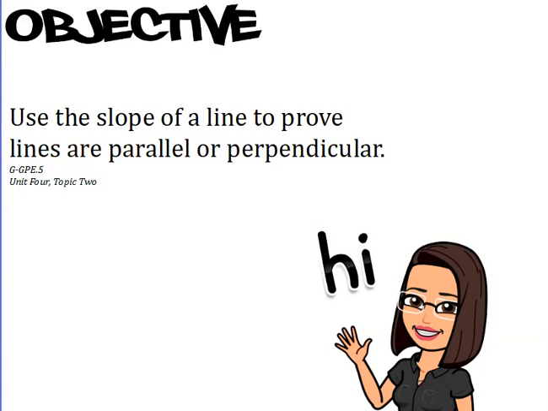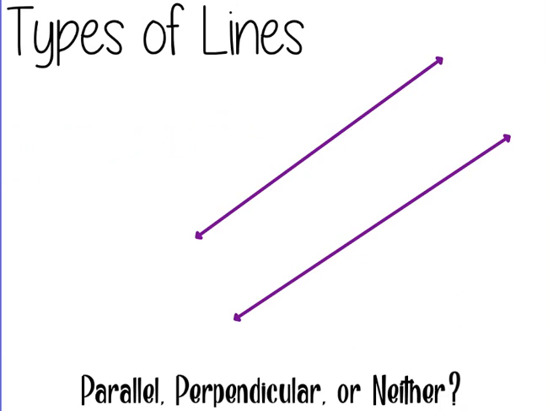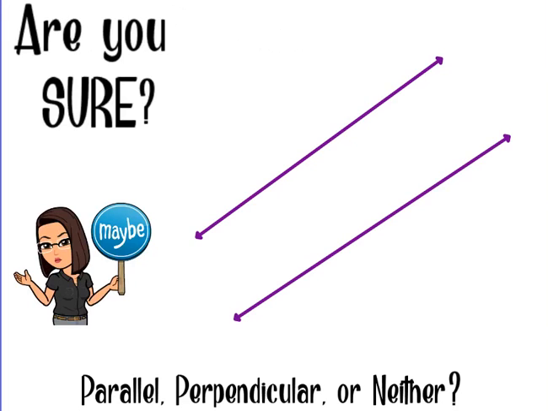In this video, we're going to use the slope of a line to prove if lines are parallel or perpendicular. So let's look at these lines. There's two very pretty purple lines. Are these lines parallel, perpendicular, or neither? So I think you already know, right? You have a feeling one way or another, but are you sure?